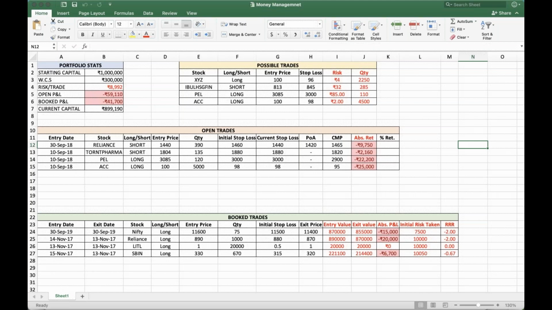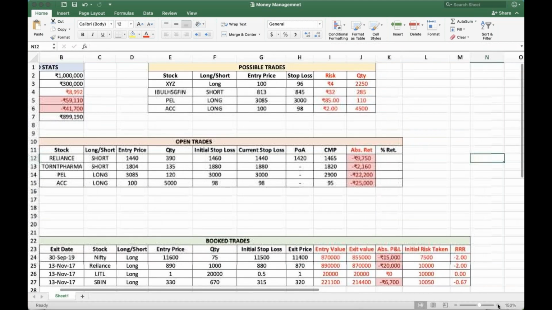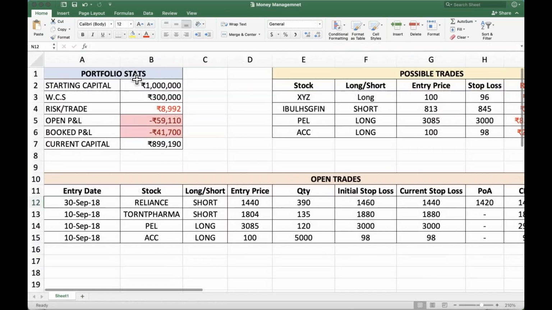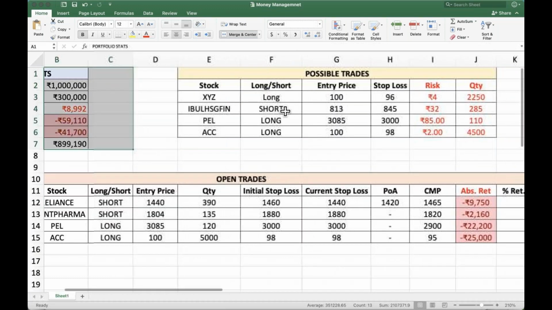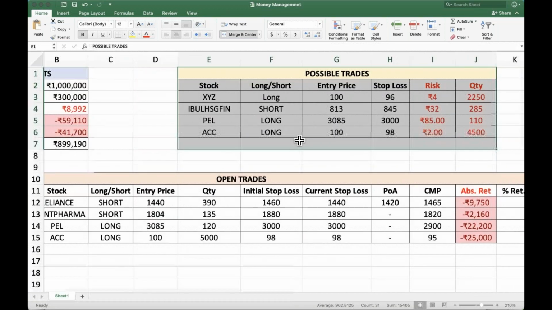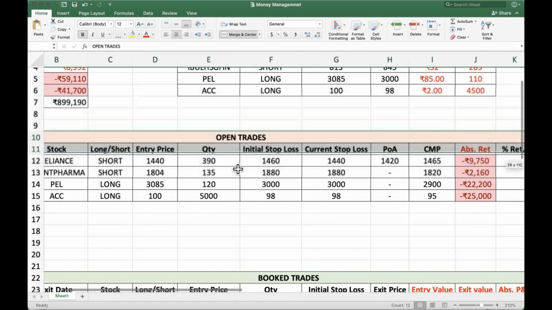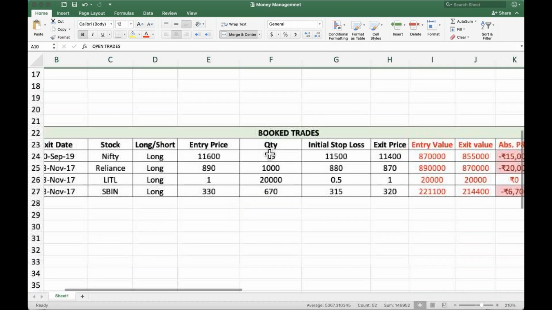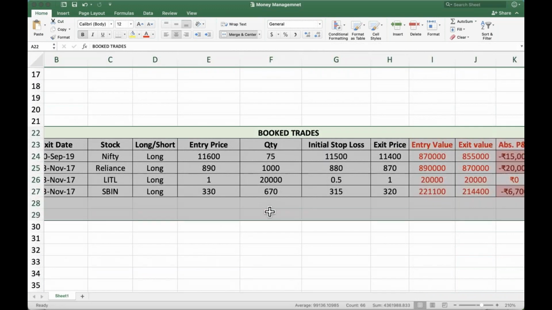So what's the logic? Step by step. This money management sheet has 4 important tables. The first table is portfolio statistics, or portfolio stats. The second table is possible trades. The third table is open positions, or open trades. And the fourth table is booked trades, the trades which are closed and booked.